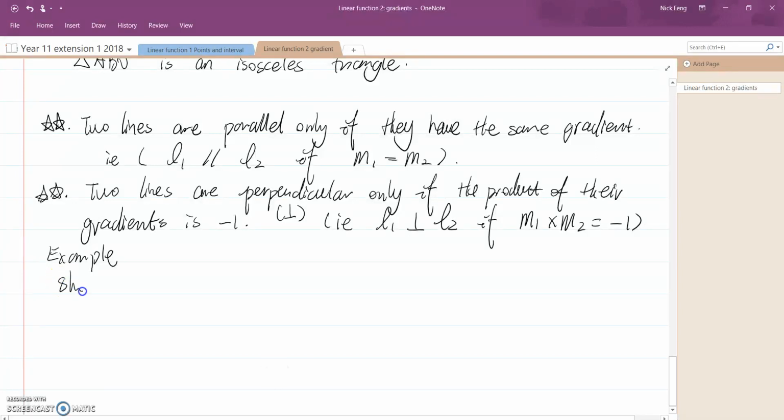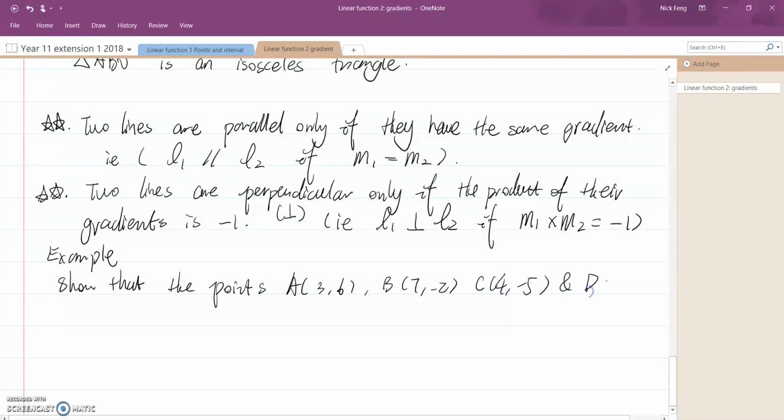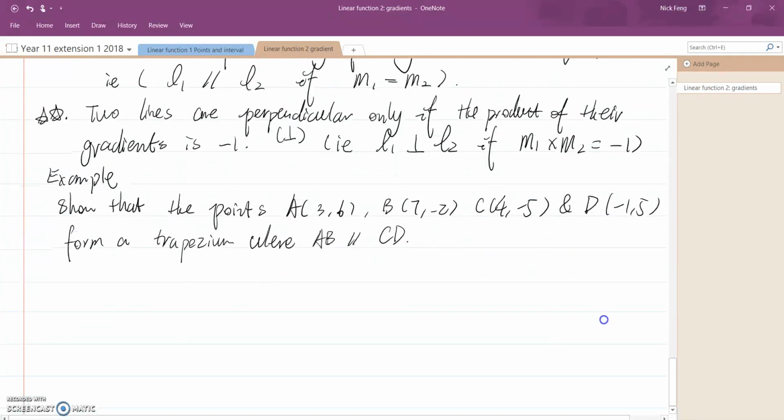So, show that the points A, which is 3 and 6, B, 7, negative 2, C, 4 and negative 5, and D, negative 1 and 5, form a trapezium where AB is parallel to CD. So to prove that, basically you have to show AB parallel to CD.